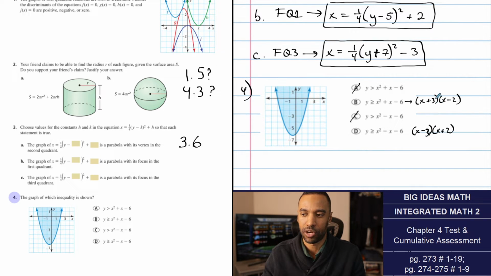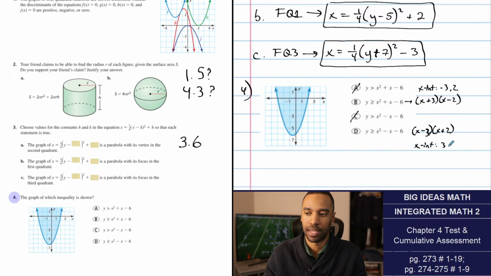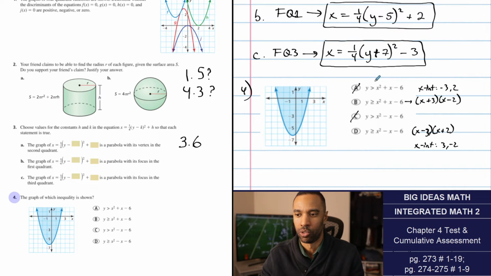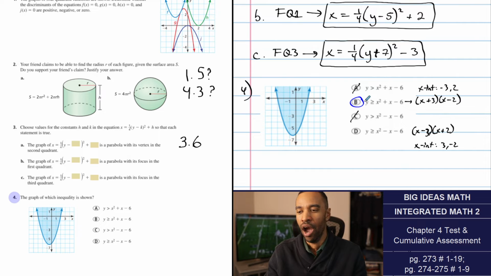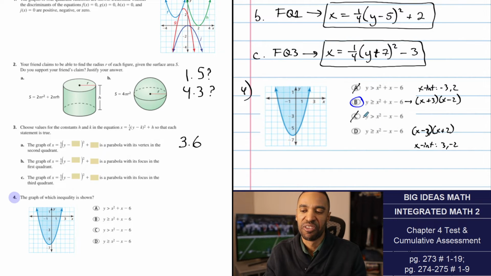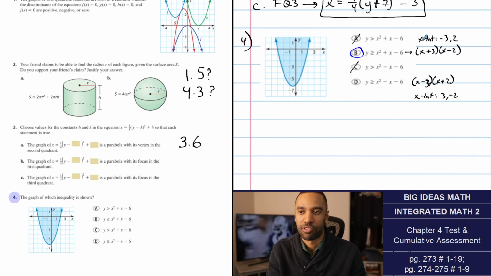Now the difference is in your x-intercepts. This has x-intercepts of -3 and 2. This has x-intercepts of 3 and -2. Now this is the one that has the x-intercepts of -3 and 2. So it looks like it's going to be B based on that. All these are greater thans, we shade above, all that kind of stuff. So that's what that would be.